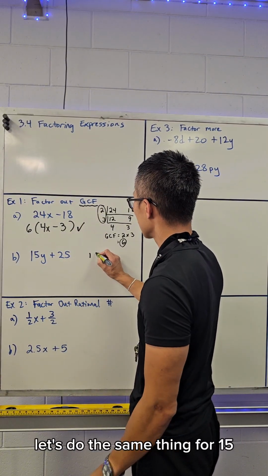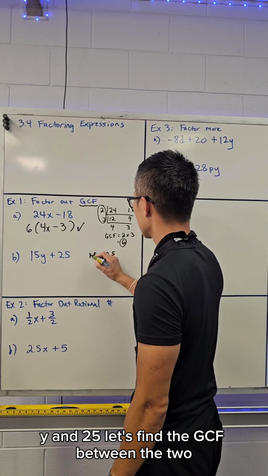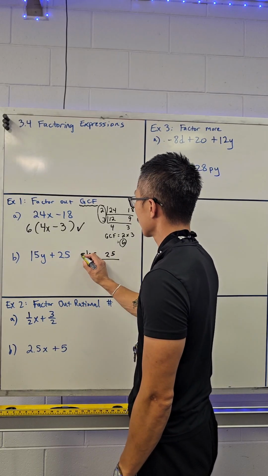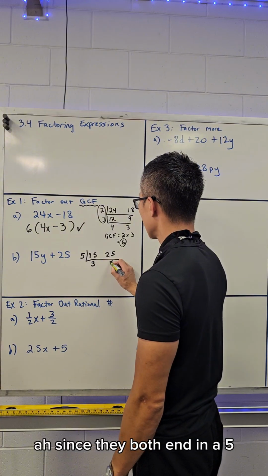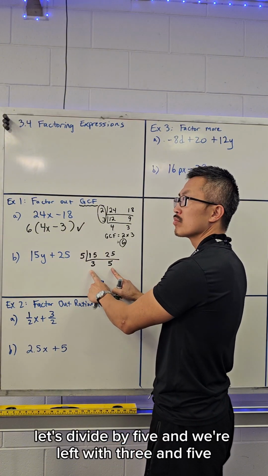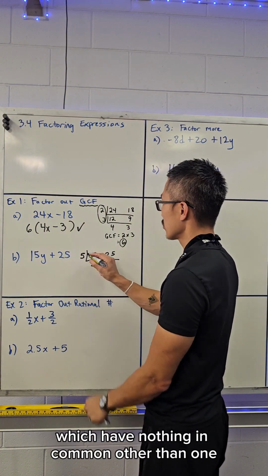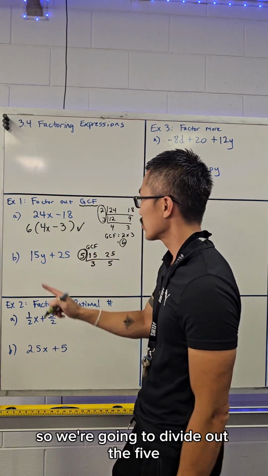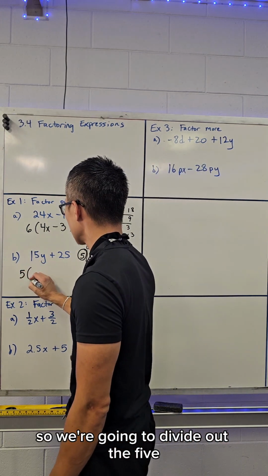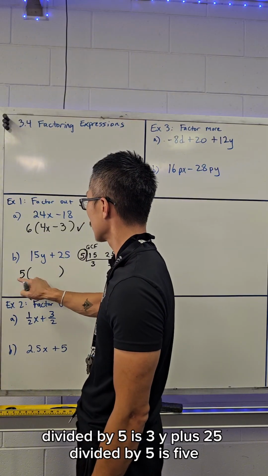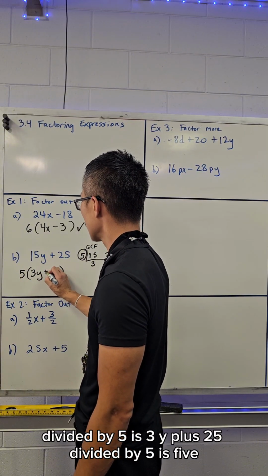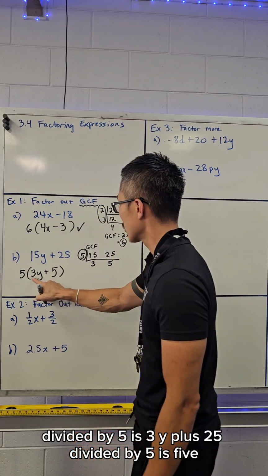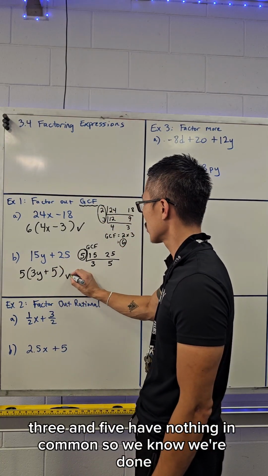Let's do the same thing for 15y and 25. Let's find the GCF between the two. Since they both end in a 5, let's divide by 5, and we're left with 3 and 5, which have nothing in common other than 1. Here, 5 is our GCF, so we're going to divide out the 5, and we're left with 15y divided by 5 is 3y, plus 25 divided by 5 is 5. 3 and 5 have nothing in common, so we know we're done.